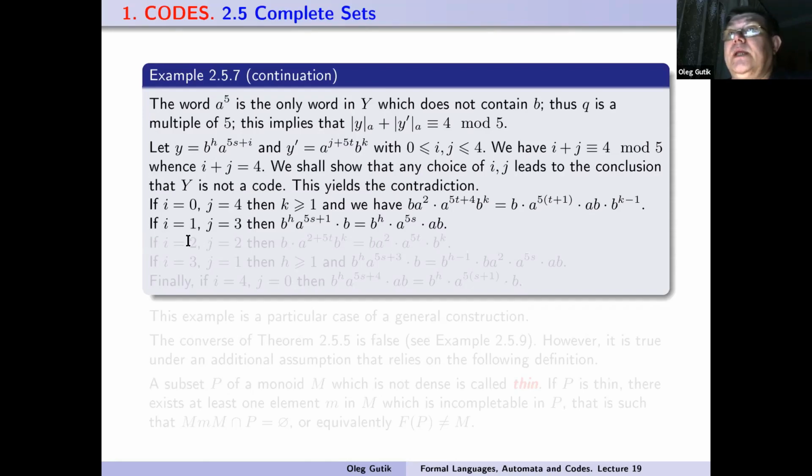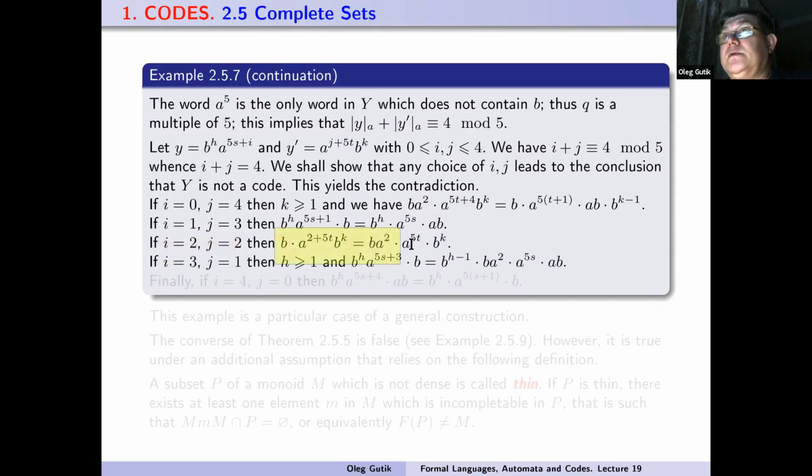If i is equal to 1, j is equal to 3, then we have the following factorization. If i is equal to 2 and j equal to 2, we get the following factorization. And in the case i is equal to 3 and j is equal to 1, then h is greater than or equal to 1, and we have the following factorization. And finally, if i is equal to 4, j is equal to 0, then we have the following factorization. This gets a contradiction.